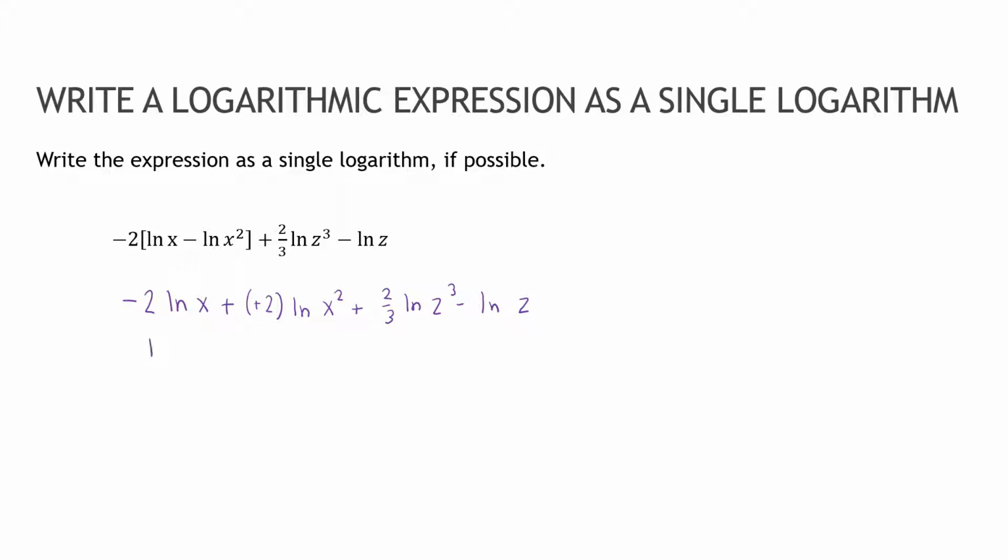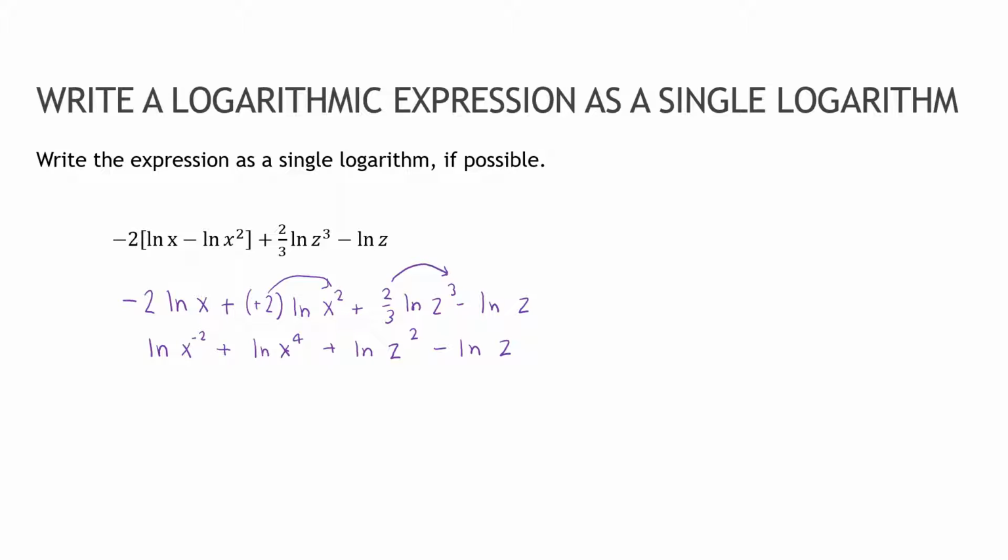I'm going to rewrite this as natural log of x to the negative 2. I'm going to rewrite this as natural log of x to the, basically I'm going to take 2 times 2, so 4. I'm going to rewrite this, 2/3 times 3 is 2, so this is natural log of z to the 2. And then minus natural log of z.